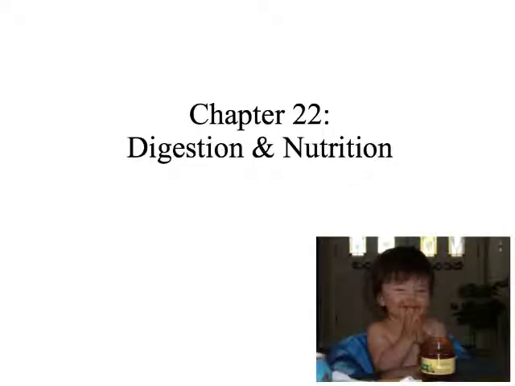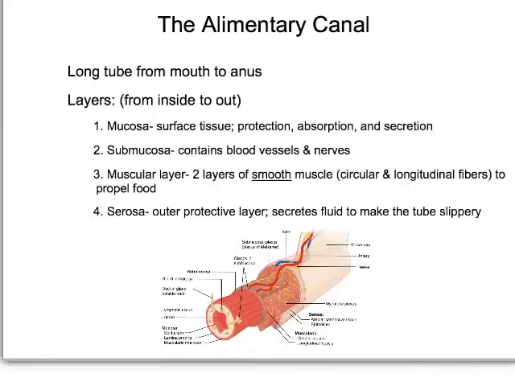All right, in this chapter we're going to talk about digestion and nutrition of animals. In particular, we're going to talk about human digestion and nutrition. All animals have some way of taking in nutrients and digesting it for their own cells.